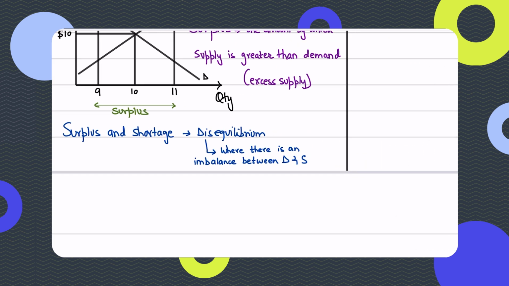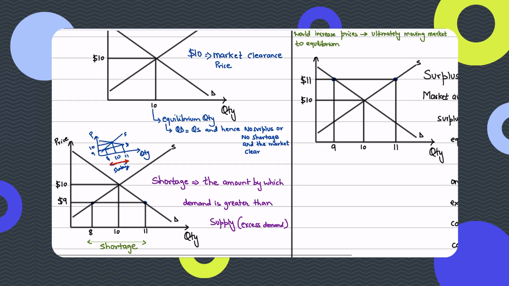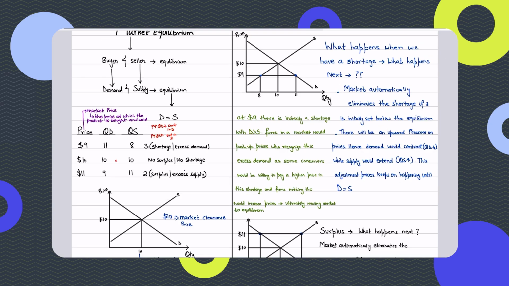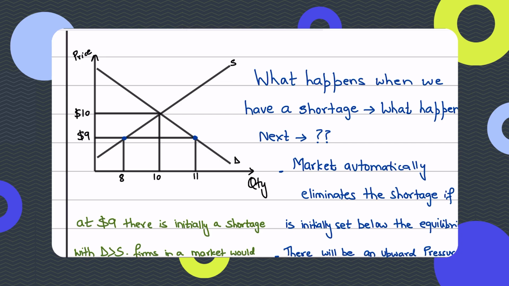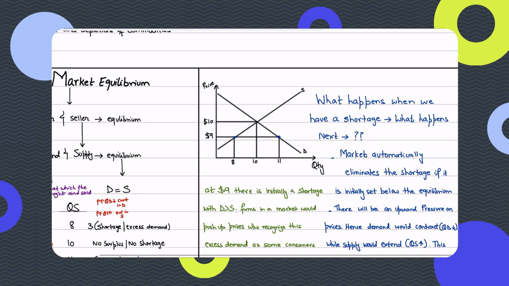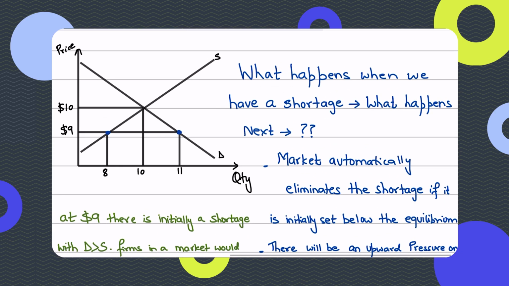So that's it. Now, another thing that I want you to learn in this class is what really happens. You guys just learned that at a price of $9, when the price is below the equilibrium, there is excess demand. But then what happens when you have a shortage, or excess demand? What is the next thing that would happen?